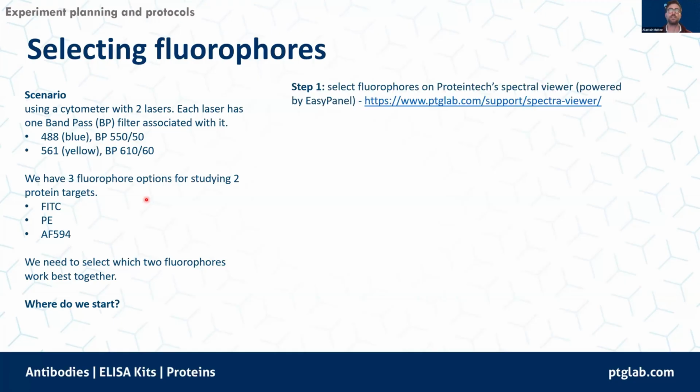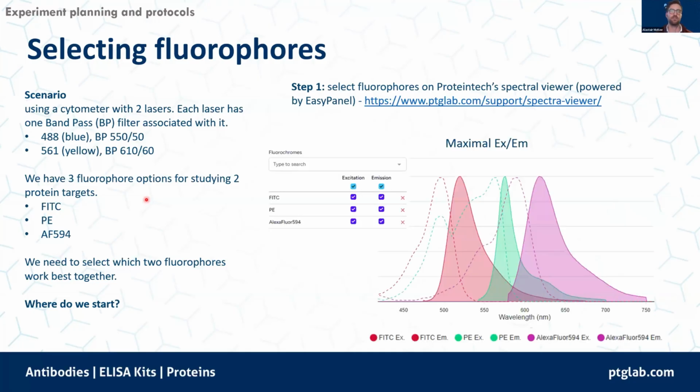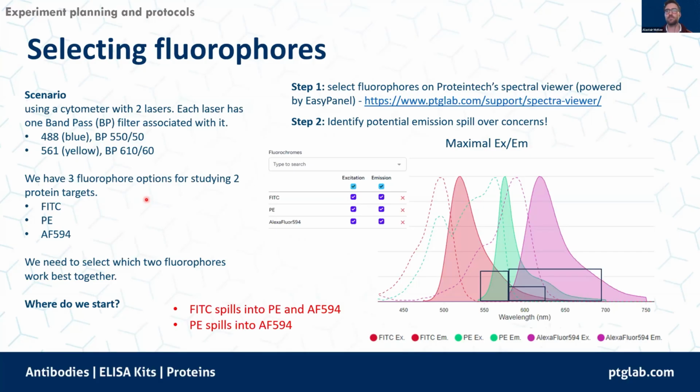So we're going to now try and see which of these three fluorophores we should select to take forward into our experiment. The first thing to do is obviously select the fluorophores on your spectral viewer. In this case, we're using the one Proteintech has, which is powered by EasyPanel. It allows you to select the specific fluorophores and view their excitation and emission. The next thing we want to do is review exactly where there might be some spillover between these three fluorophores. We can see hopefully here that we need to be aware of FcZero spilling into PE a little bit. It also spills a little bit into Alastair 594 in this case. And then PE is also spilling into 594. So three potential areas we need to consider.